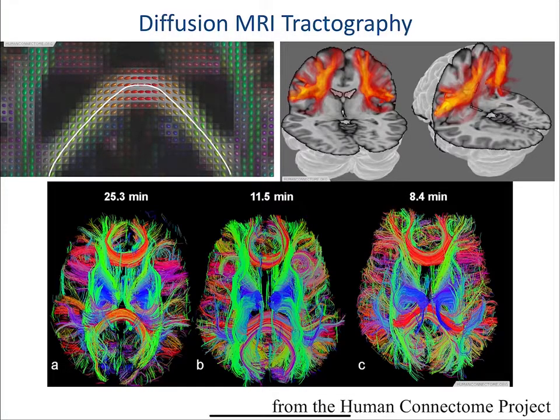I mean, you could inject tracers into people, but you'd have to do it for every fiber. You could wait till they die and cut them up, but it's still really hard to do. So this is an in vivo method that works really well.